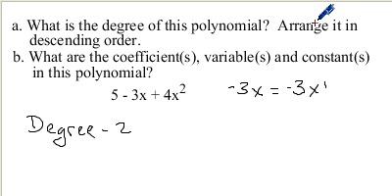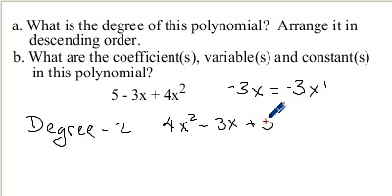So next it says arrange it in descending order. That means that we put the terms in their order of degree. So whichever term has the highest degree we put first, and that's 4x squared because it has an exponent of 2. Then we put the term with the next highest degree, and we are going to use negative 3x or minus 3x because it would have an exponent of 1. And lastly, we put our term of 5. It has no exponent.